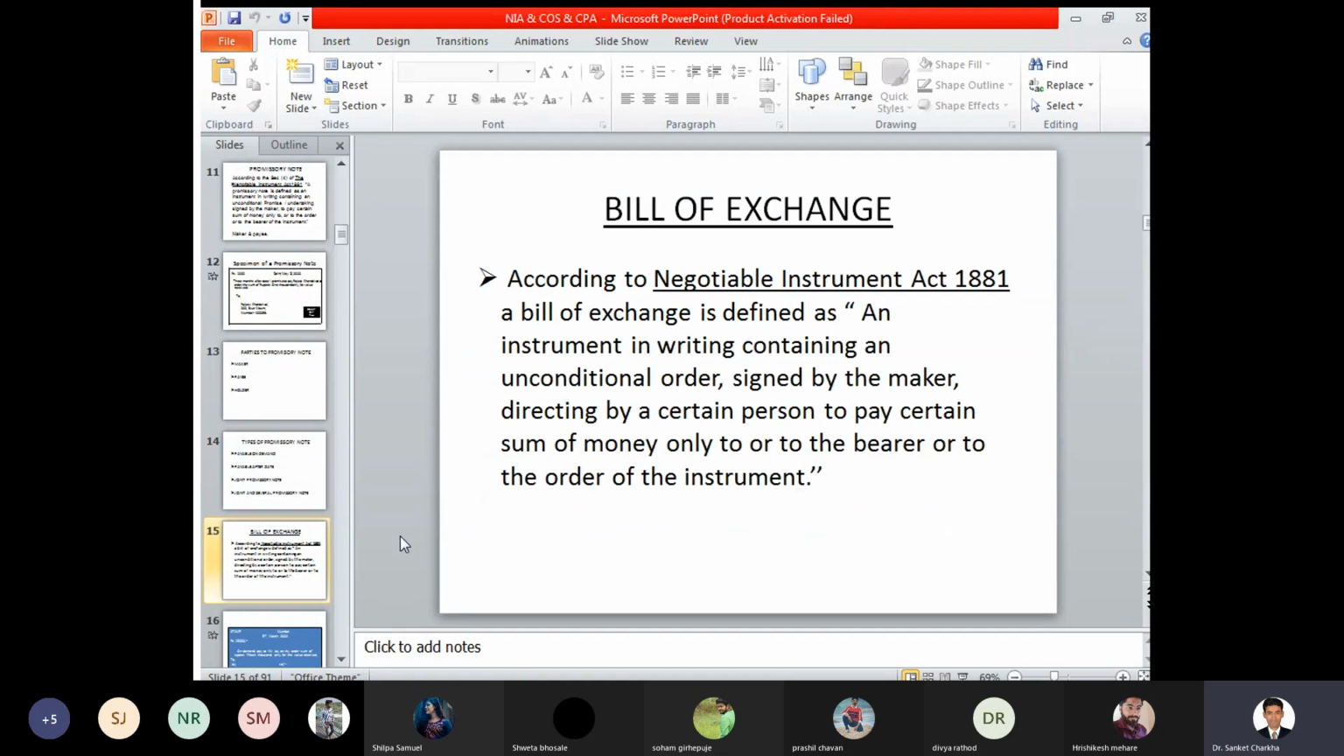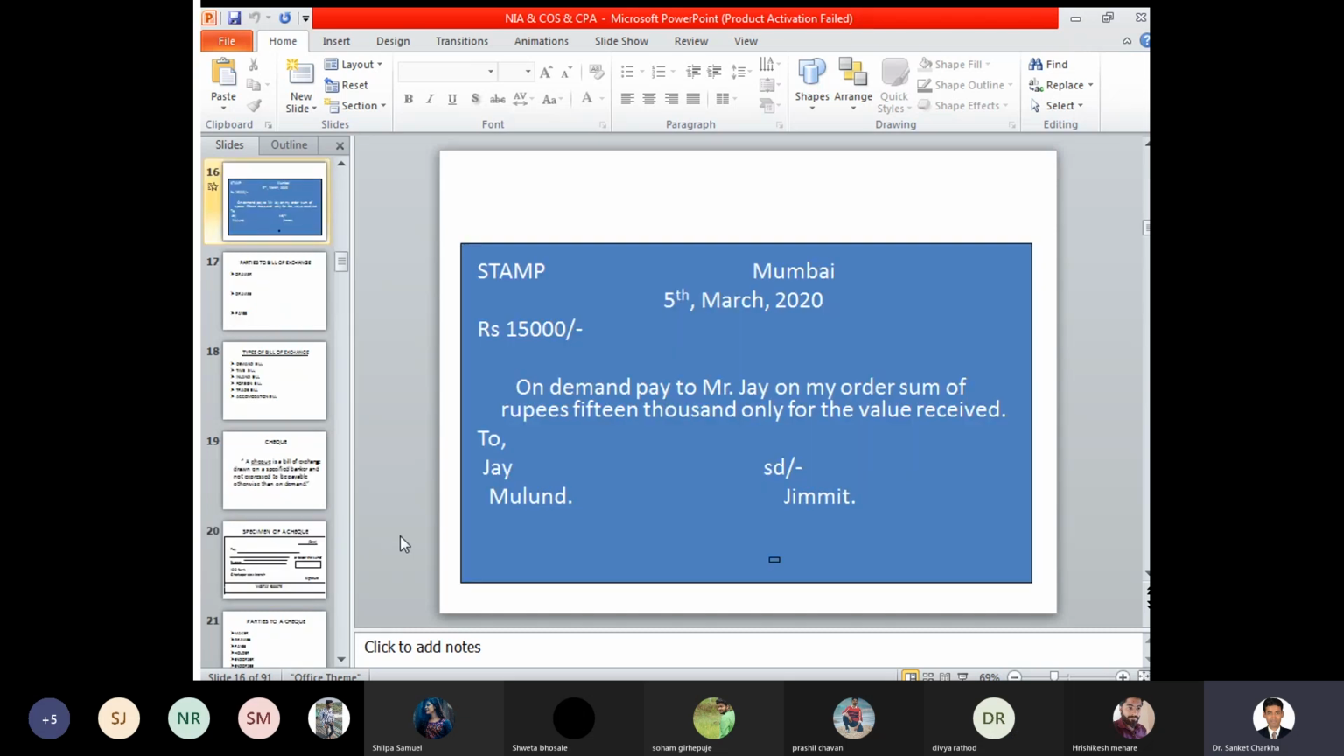Then further we have seen what a bill of exchange is: a negotiable instrument in writing containing an unconditional order. So here specifically it is an order and it has to be fulfilled or complied with. If a bill of exchange is not honored properly, then legal action can be taken against the person who is not honoring that instrument.